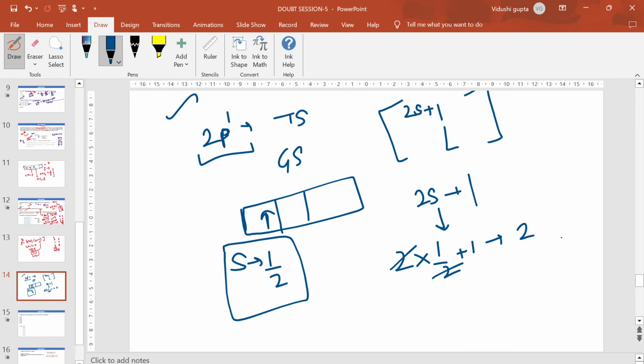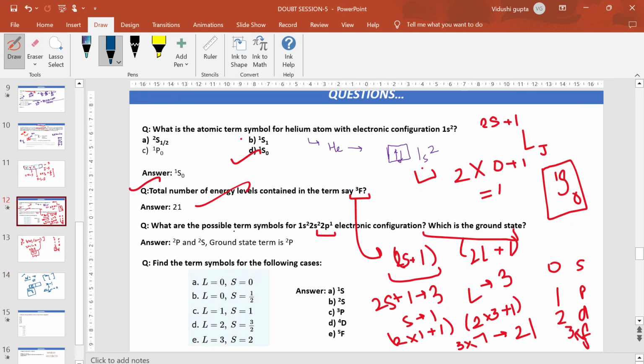Now, here they are asking what are the possible term symbols.